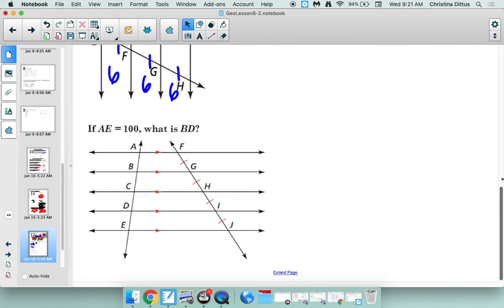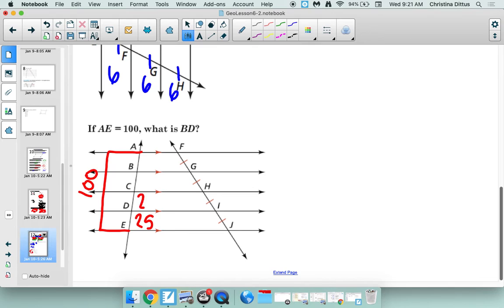Okay, do I have one side that's all congruent? Yeah, so I know that this side has to all be congruent. A to E is 100. And how many different sections do I have? 4. So what's each section? 25. So this is 25, this 25. If I want to know what it is from B all the way to D, how much is it?